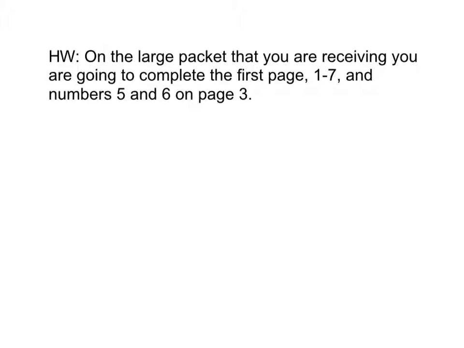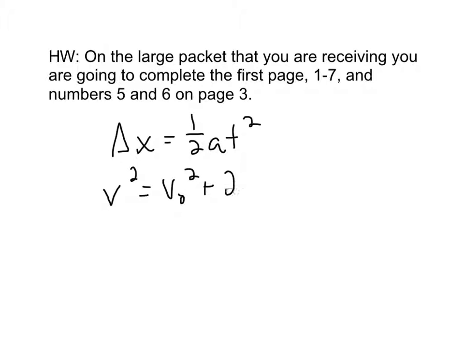Now, in that one, you're going to have to go back to some old equations. You're going to have to go back to delta x equals 1/2 at squared, stuff like that. Then you also need v squared equals v naught squared plus 2a delta x, if you remember that one. And then also v equals at plus v naught. So this is your homework, to work on those 9 problems.